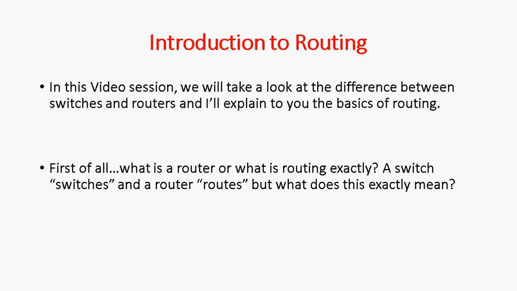A switch switches and a router routes. But what does this exactly mean? For example, someone says a switch will receive the frame and switch the frame, and a router receives the IP packets and routes the IP packets. So what does this exactly mean?